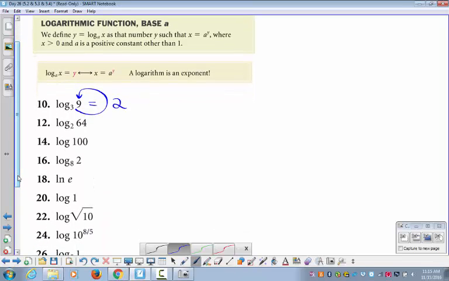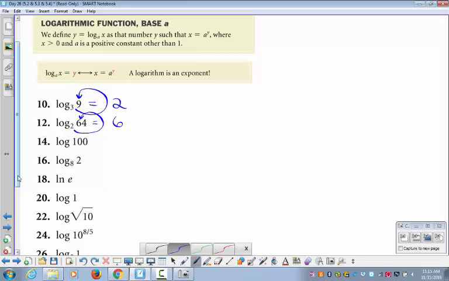So this next one, it's 2 raised to the what gives 64. So 2 to the 6 gives 64. 2 to the 6 is 4 to the 3. 4 to the 3 is 4 times 4 times 4. That's 16 times 4, which is 64.